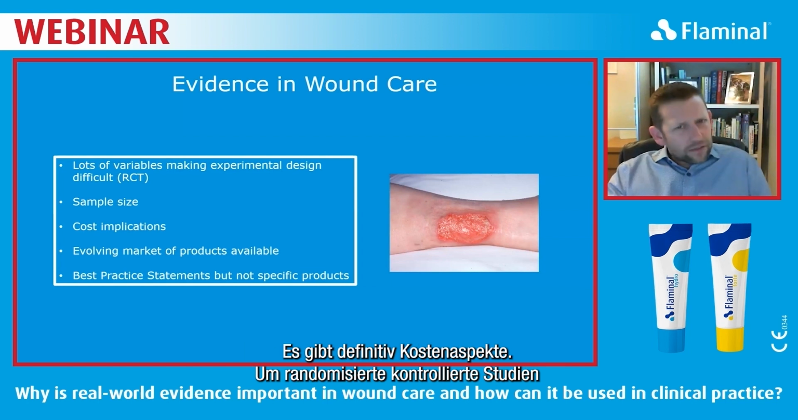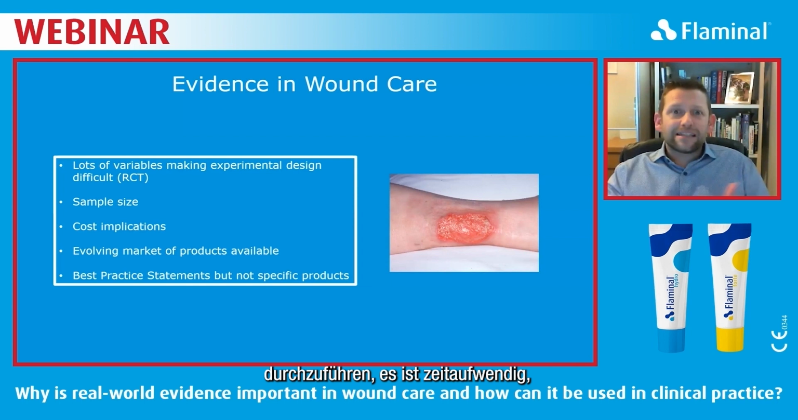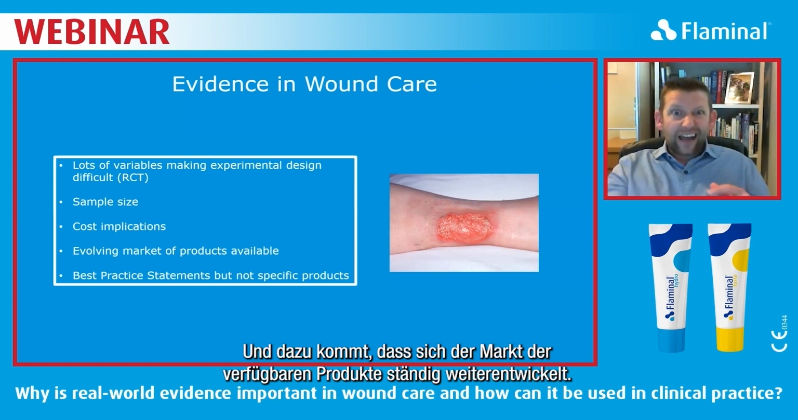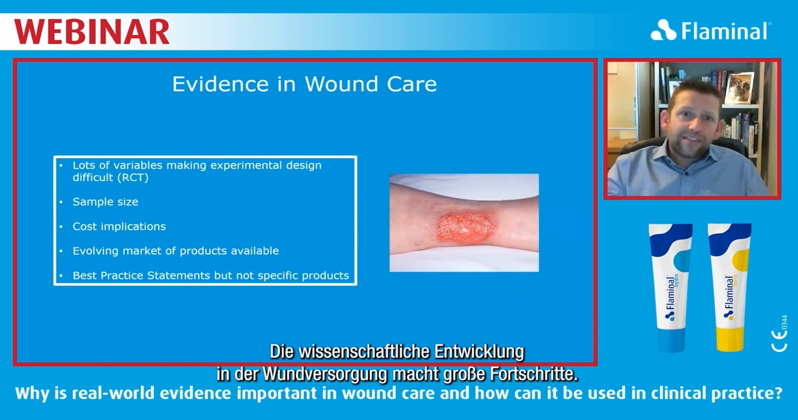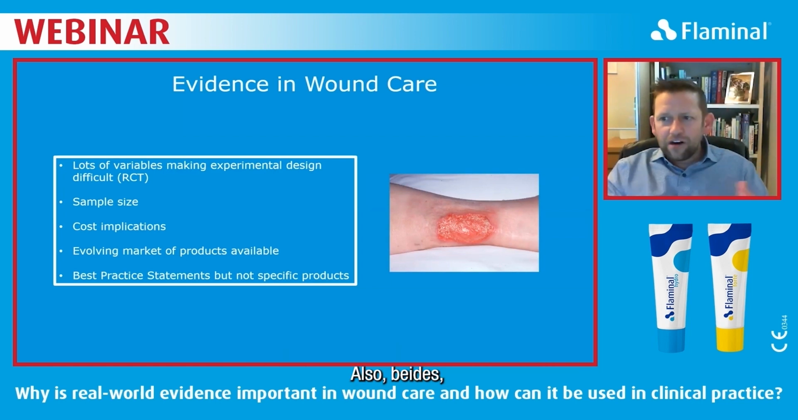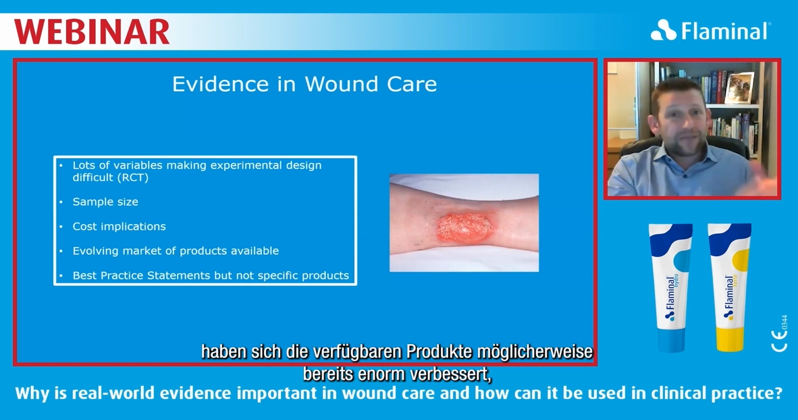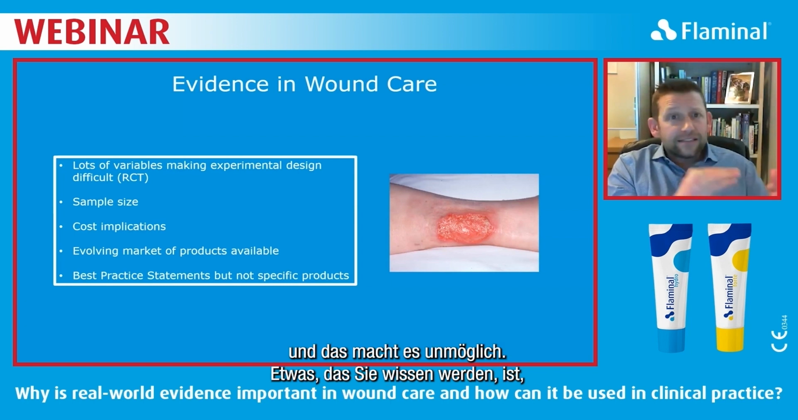The other thing is cost implications. To do randomized controlled trials, it's time consuming, it takes a lot of work, there's massive cost implications, and then on top of that you've got an evolving market of products available. That scientific development within wound care is taking leaps and bounds, and so therefore, by the time you get this randomized controlled trial going, it might be that the products that are available have improved no end, and that makes it not possible.